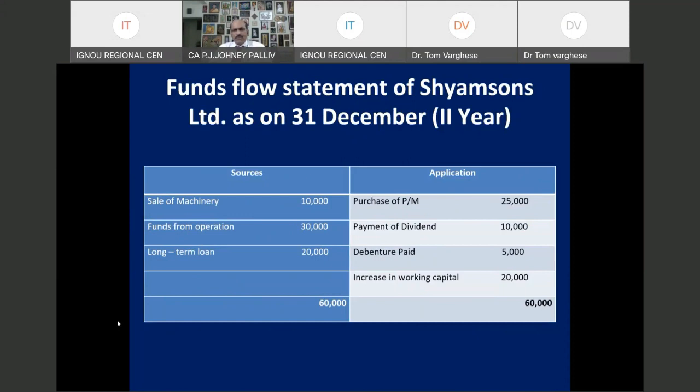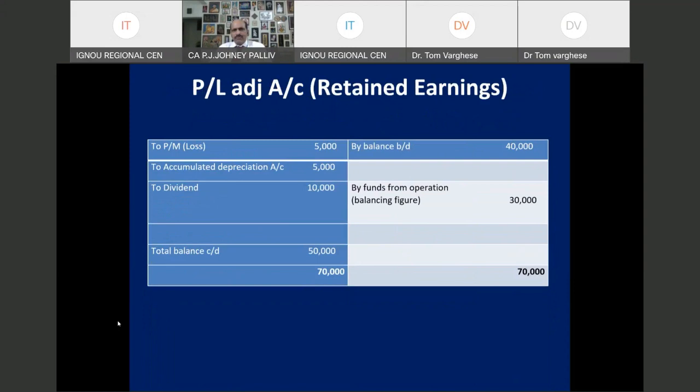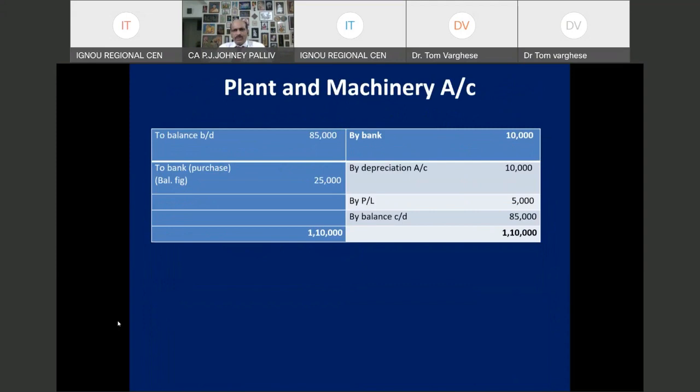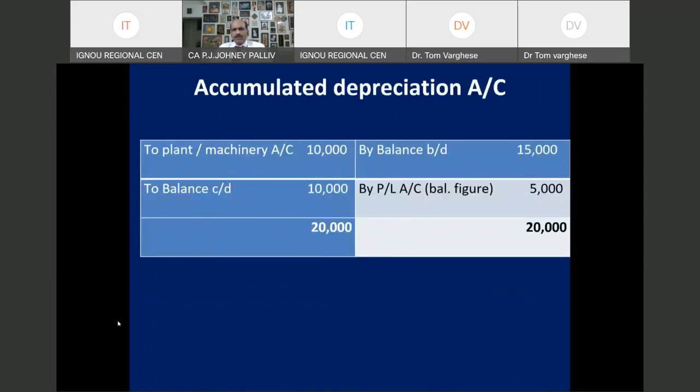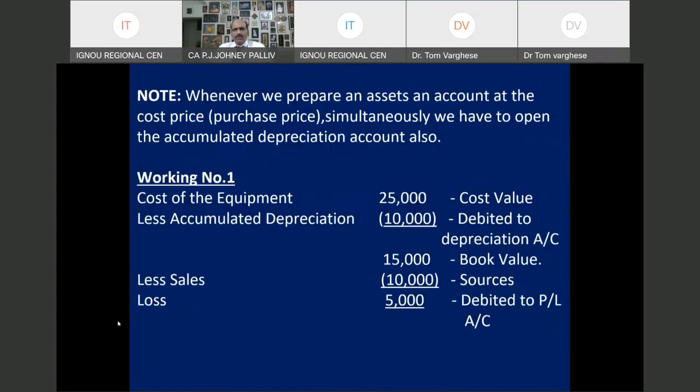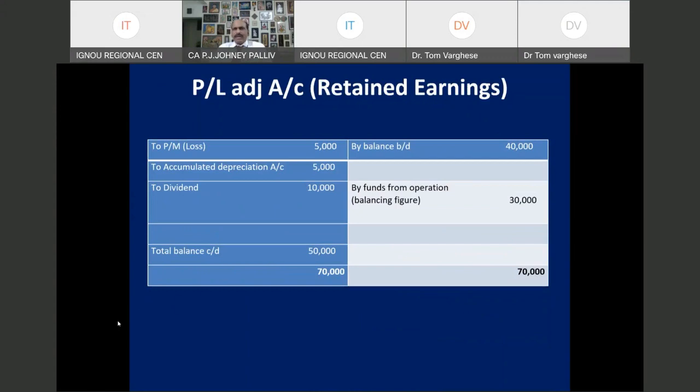So we have considered one, retained earnings only left. Plant and machinery we have already considered, 25,000 as purchase of machinery. Then accumulated depreciation we have considered. Then we have considered the retained earnings lastly. In the case of retained earnings, opening balance was 40,000, plant and machinery loss is 5,000, accumulated depreciation is 5,000, dividend paid is 10,000, and this total balance in the case of retained earnings is the closing balance of 50,000.